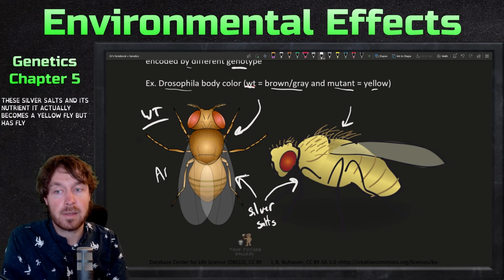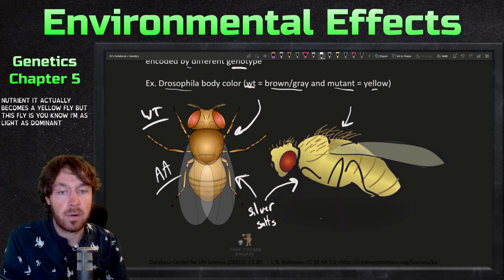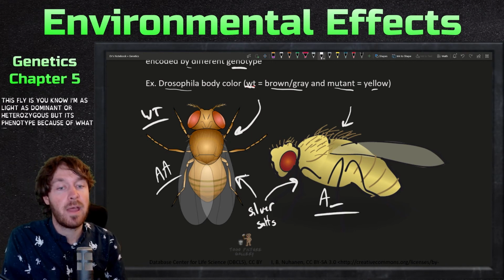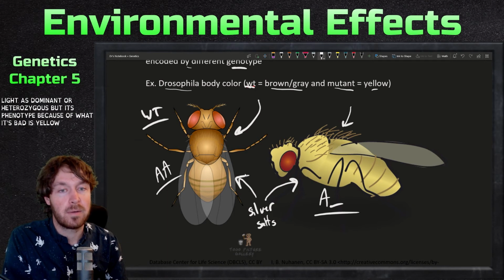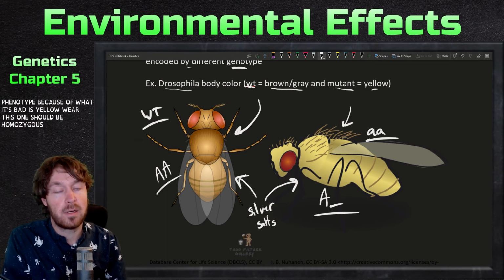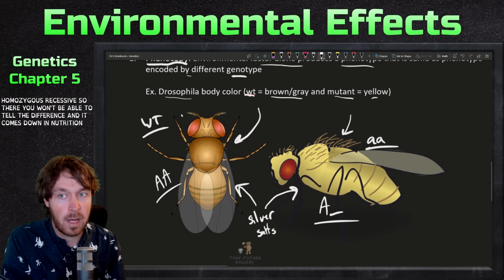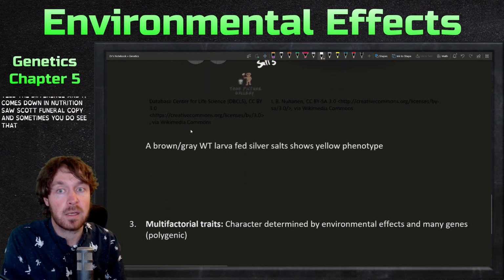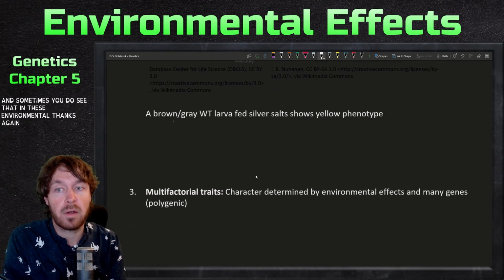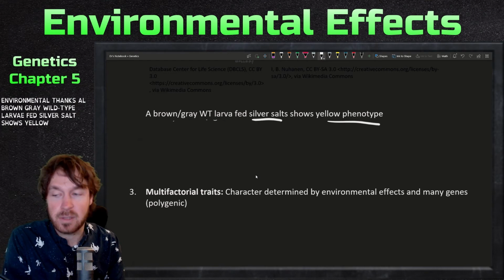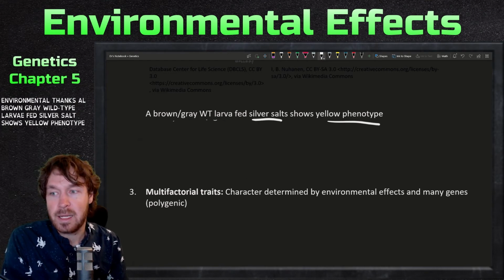But this fly is homozygous dominant or heterozygous. But its phenotype, because of what it's fed, is yellow, where this one should be homozygous recessive. So there you want to be able to tell the difference, and it comes down to nutrition. So that's called phenocopy. And sometimes you do see that in these environmental things. So again, a brown-gray wild-type larva fed silver salts shows yellow phenotype. So kind of neat there.